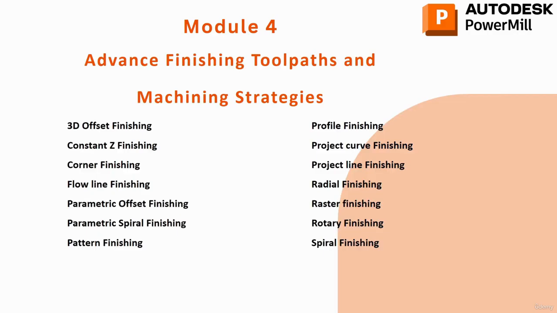So we have already started module number 4, Advanced Finishing Toolpaths and Machining Strategies, and we have covered 3D offset finishing, constant Z finishing, corner finishing, flow line finishing, parametric offset finishing, parametric spiral finishing, pattern finishing, and profile finishing. So today we are going to start another topic, which is project curve finishing.